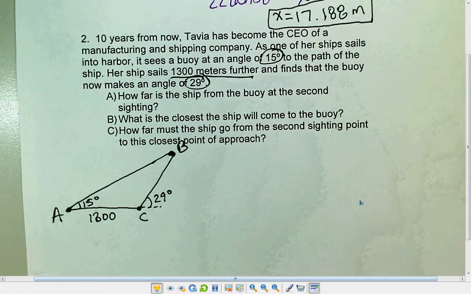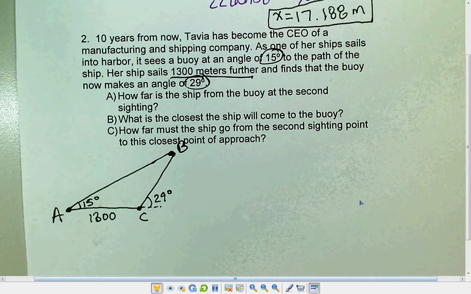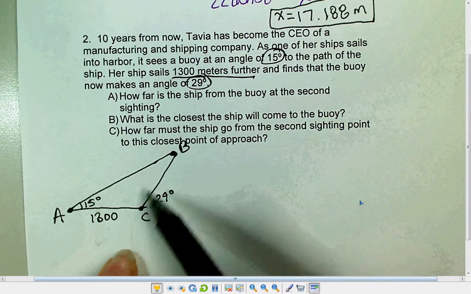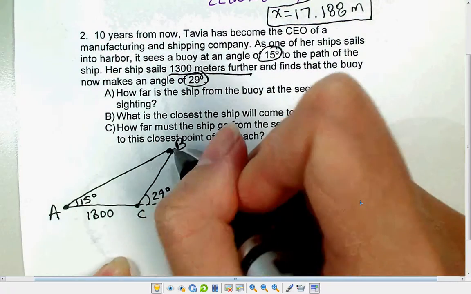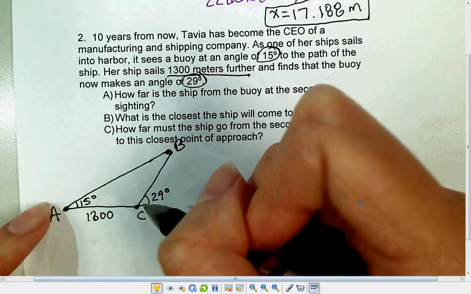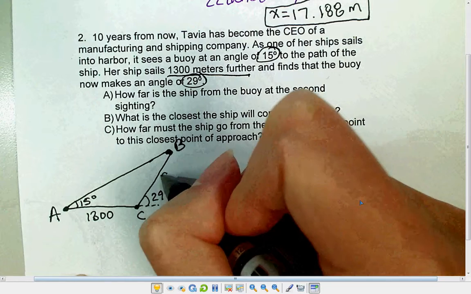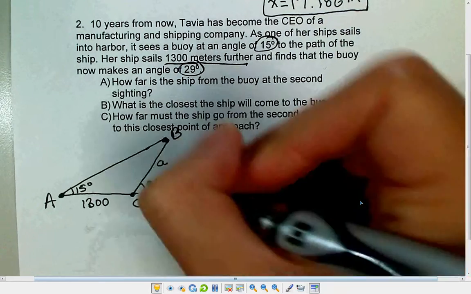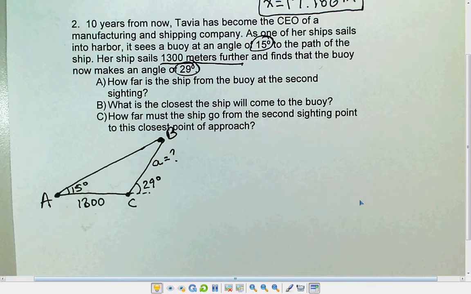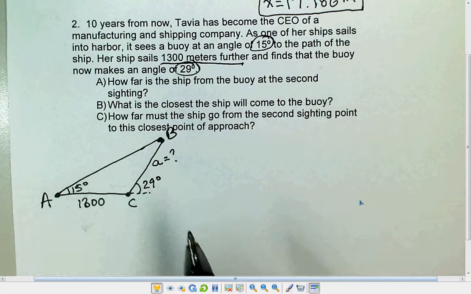Part A is asking us, how far is the ship from the buoy at the second sighting? So here's my ship now, here's the buoy, so we're solving for right here. Because this is opposite angle A, I'm going to call this side A. So we're looking for side A. What is side A? This is what we don't know. Okay, let's take a look at the information that we're currently given.